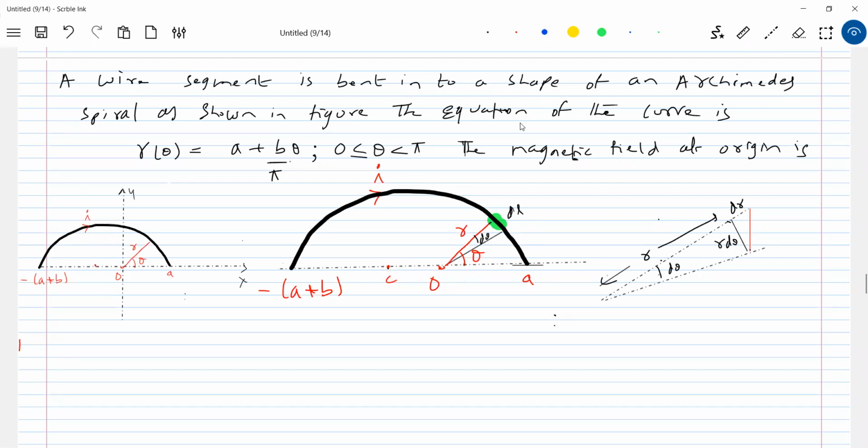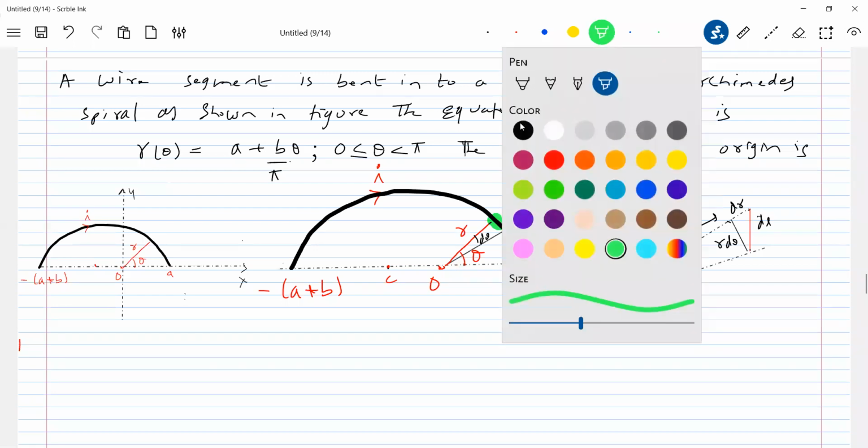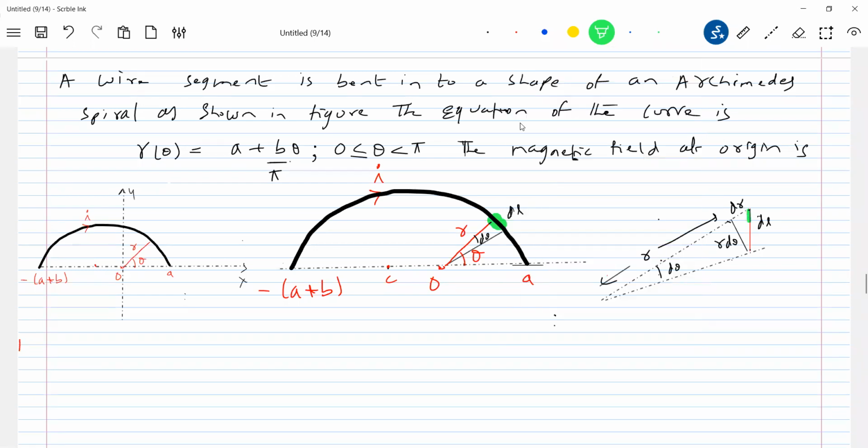So what is dr? What is dl? Dl is this one. Just to bring that triangle, I brought it here. This is the dl, that green color strip we are writing. So that is this dl.